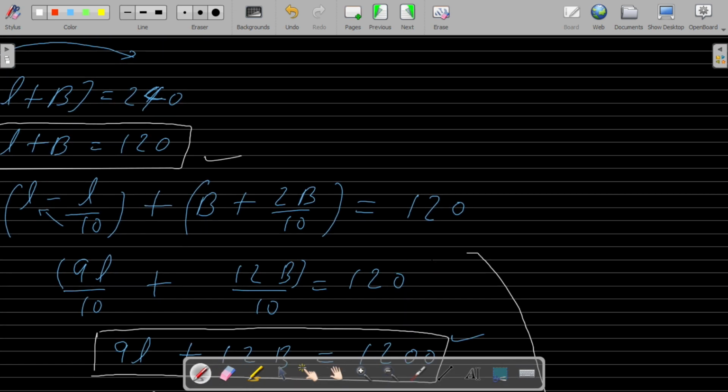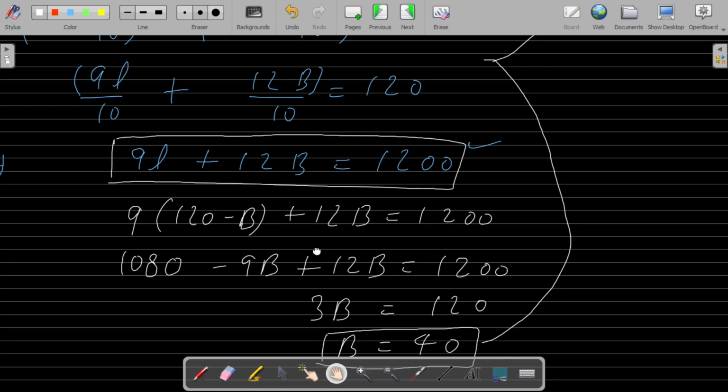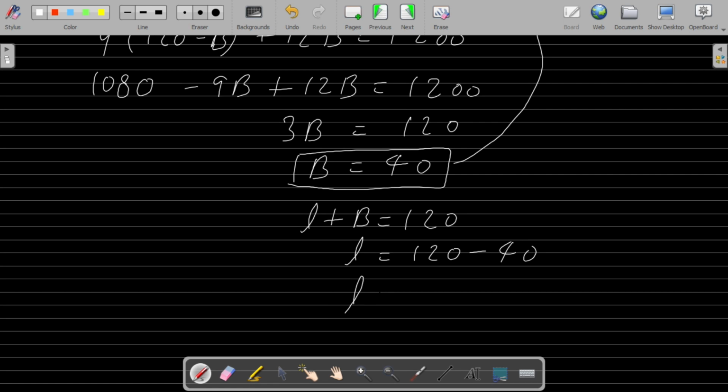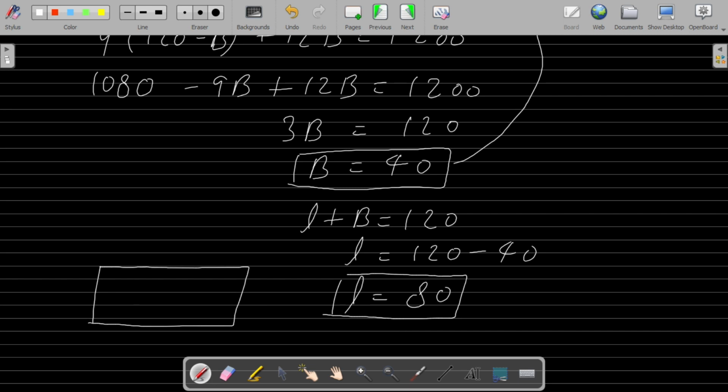As B is 40, from this equation we can determine the value of L also. As we know, L plus B is equal to 120. As B is 40, L will be equal to 120 minus 40, which is 80. So the length of this rectangle is 80 centimeter and breadth is 40 centimeter. Okay, this is the answer.